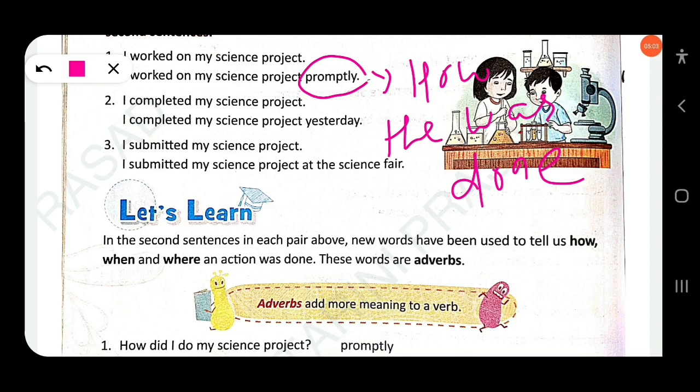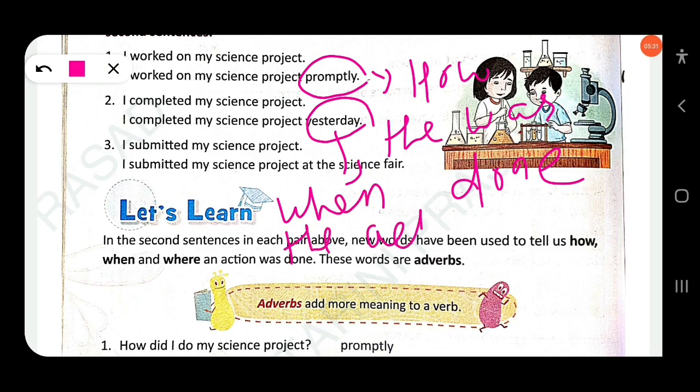The next example: I completed my science project. I completed my science project yesterday. When did you complete your science project? Yesterday. That means it tells about when you completed your science project, the time of an action, when the action was done. This is time, an adverb of time.